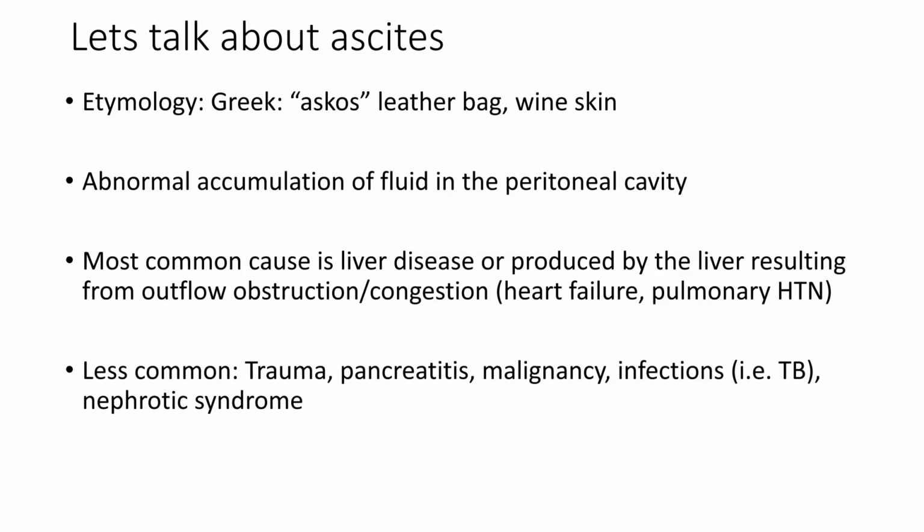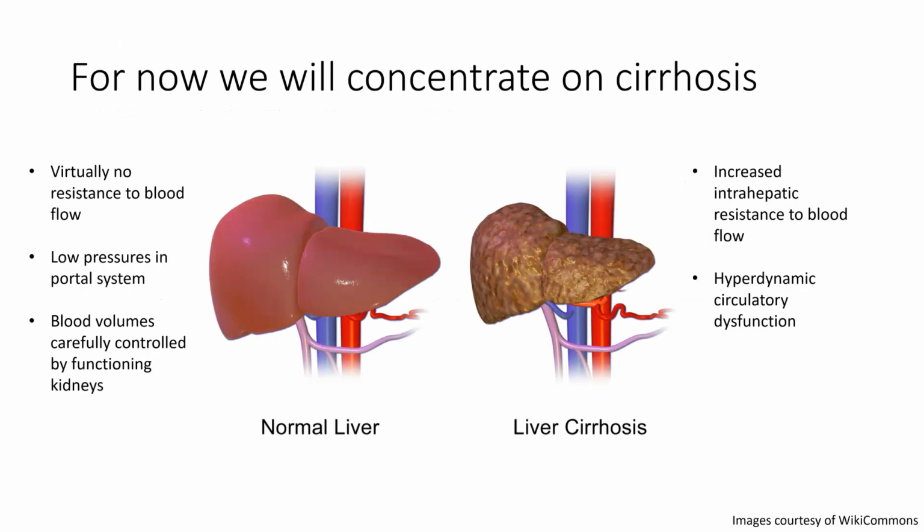The most common cause is liver disease, either produced as a result of liver disease or as a result of the liver becoming congested due to outflow obstruction or congestive heart failure. Less common causes of ascites include trauma, pancreatitis, malignancy, infections, and the nephrotic syndrome. We'll talk more about those on a future talk. For now, we're going to concentrate on cirrhosis.